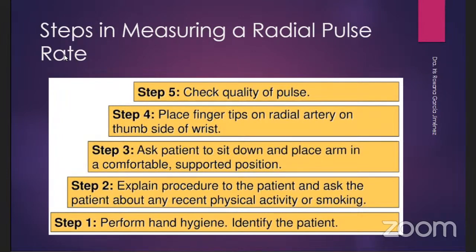Okay. Step 1, perform hand hygiene, identify the patient. Step 2, explain procedure to the patient and ask the patient about any recent physical activity or smoking. Step 3, ask the patient to sit down and place arm in a comfortable supported position. Step 4, place fingertips on radial artery on the thumb side of wrist. Step 5, check the quality of pulse.